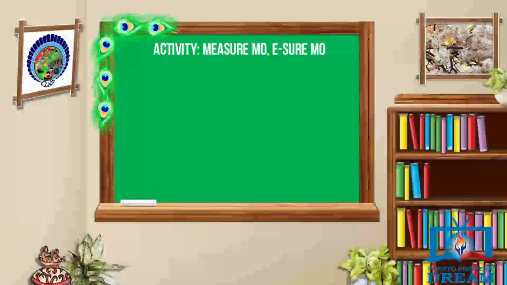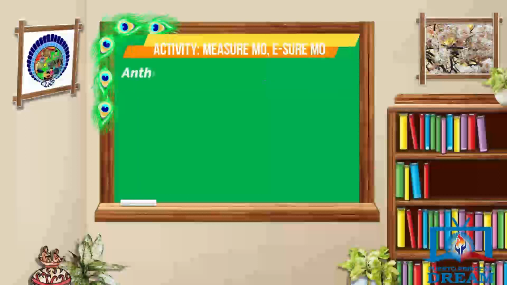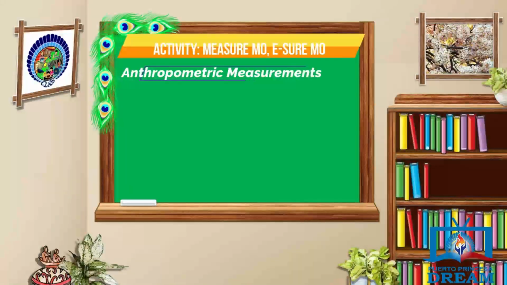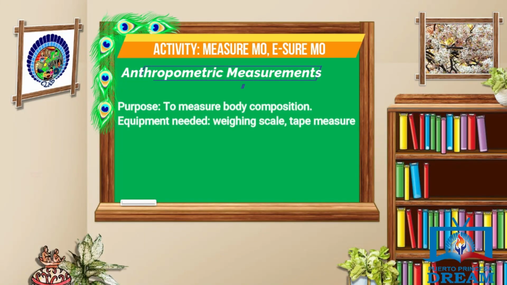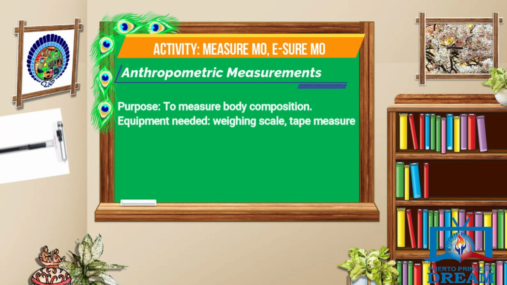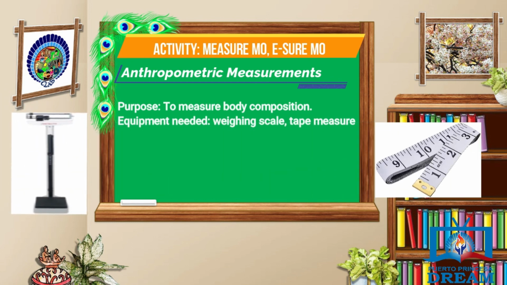We will proceed with our activity. The title is Measure Mo, Issure Mo. Let's have first our anthropometric measurements. The purpose of this is to measure your body composition. The equipment needed are weighing scale and tape measure.